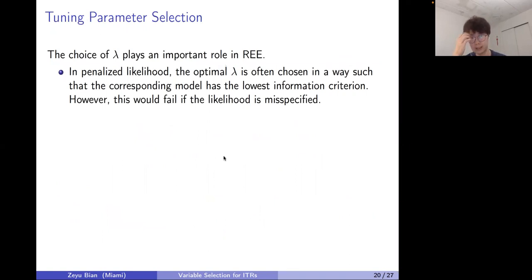Okay, finally, tuning parameter selection. The choice of the lambda plays an important role in RIE. In penalized likelihood, the optimal lambda is often chosen such that the corresponding model has the lowest information criteria or the lowest estimation error, for example, AIC, BIC, or cross-validation. However, these methods would fail if the likelihood is misspecified.